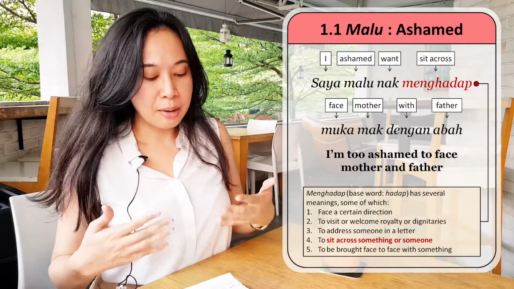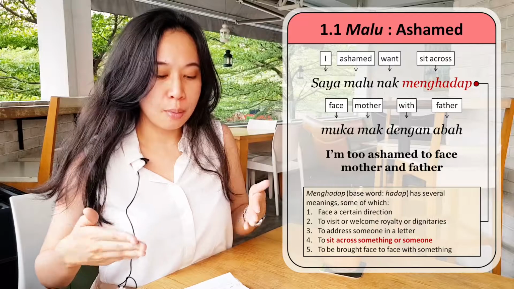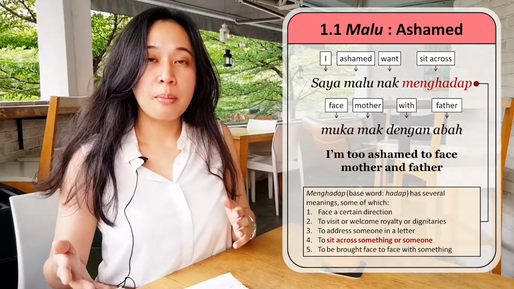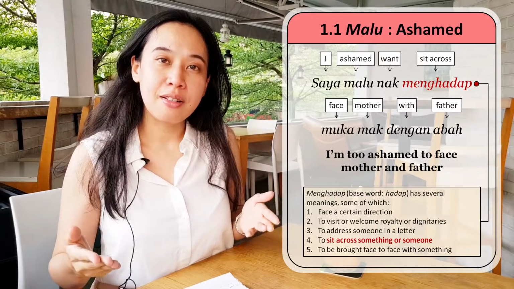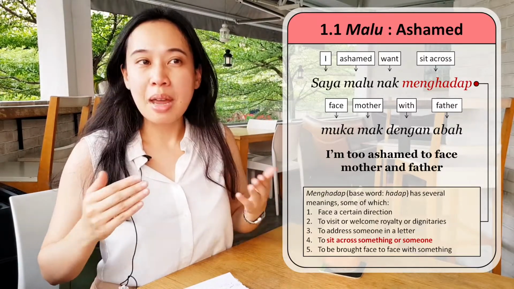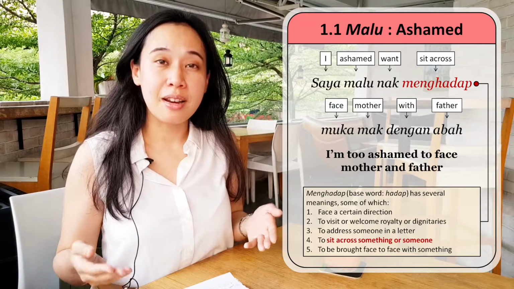So, saya malu, I am ashamed, nak menghadap, to face, muka mak dengan abah, the faces of my mother and father. And mak and abah are one of the many common ways to refer to your mom and dad. Mak, abah.